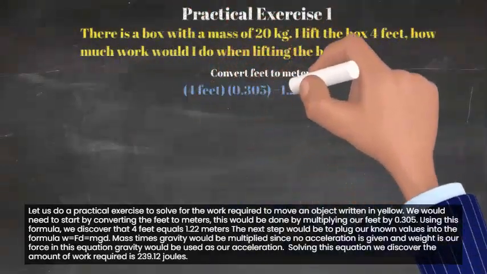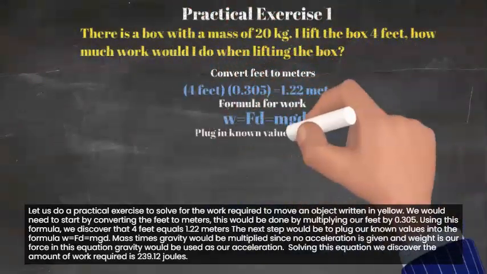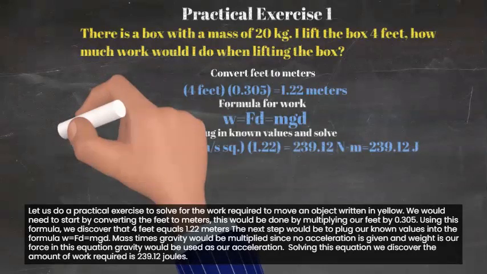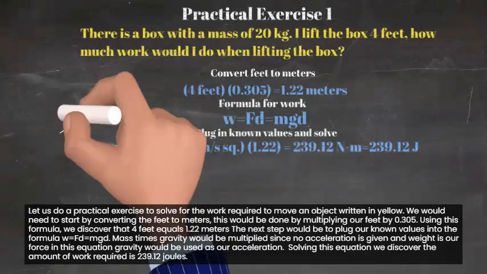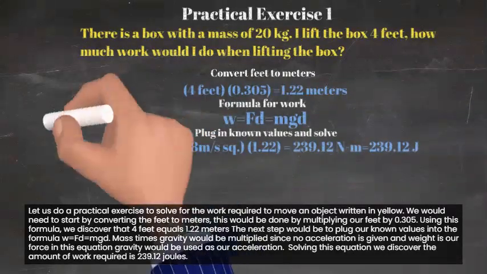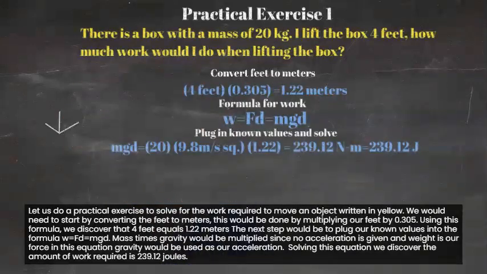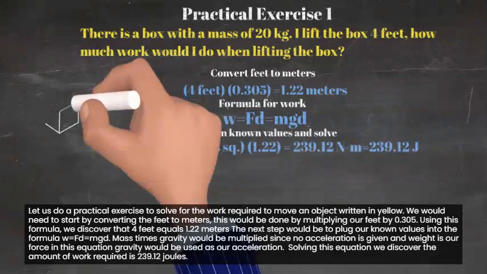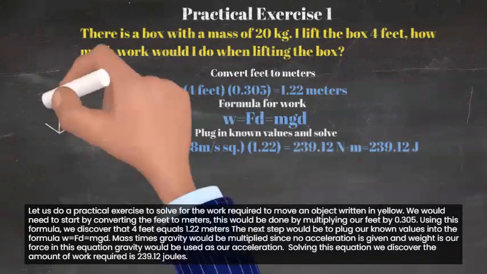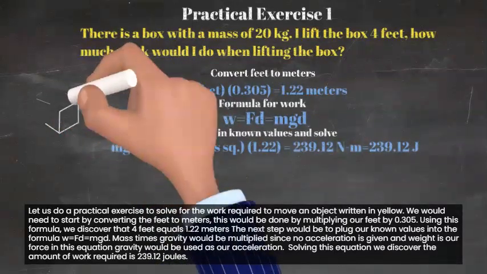Let us do a practical exercise to solve for the work required to move an object written in yellow. We would need to start by converting the feet to meters. This would be done by multiplying our feet by 0.305. Using this formula, we discover that 4 feet equals 1.22 meters.